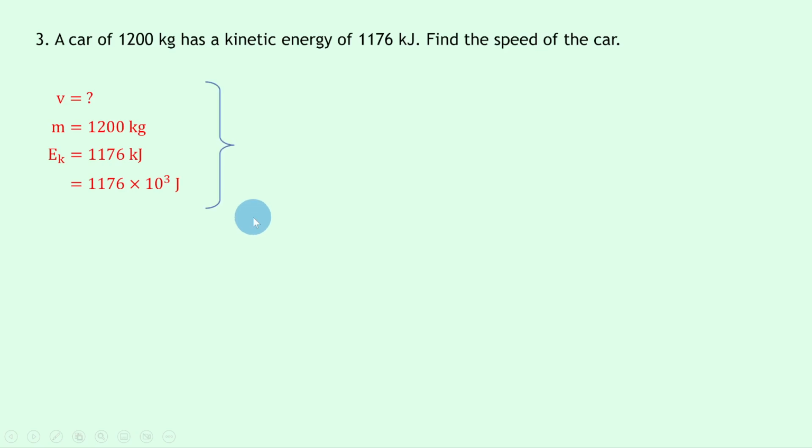Now writing down our equation for kinetic energy, we have EK equals a half mv squared. And just like in question 2, I'm going to sub in the numbers first rather than rearranging for v. So substituting in the numbers gives us 1,176 times 10 to the power of 3 is equal to a half times 1,200 times v squared.